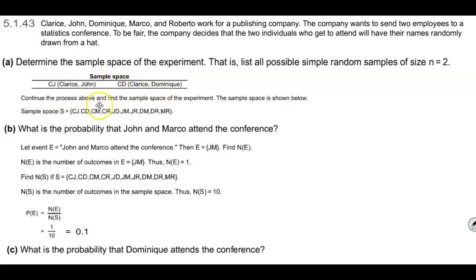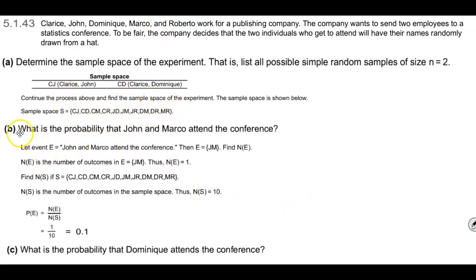And so continue the process above and find the sample space of the experiment. The sample space is then shown below. So you can see that we have Clarice and John, Clarice and Dominique, Clarice and Marco, or Clarice and Roberto. And then starting with John, you can have John and Dominique, John and Marco, John and Roberto. Now we've already included John and Clarice in the first part. Then we have Dominique and Marco, and Dominique and Roberto, and then we have Marco and Roberto. So therefore that is our sample space.